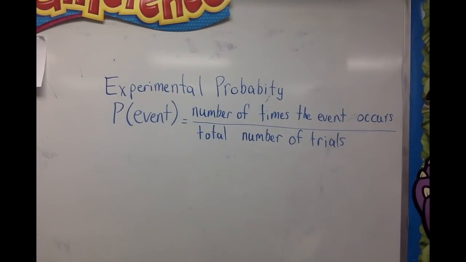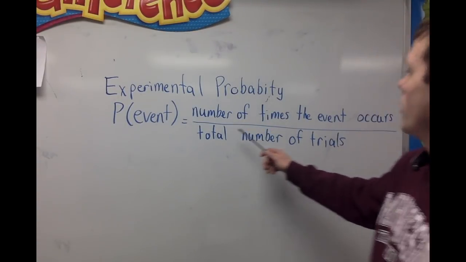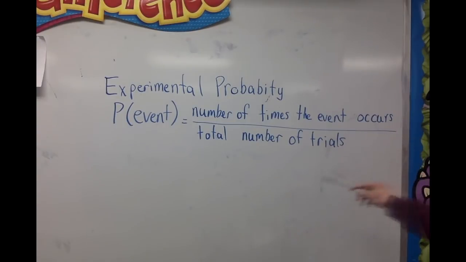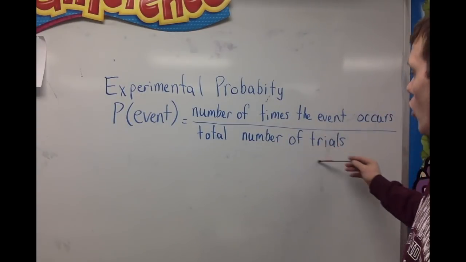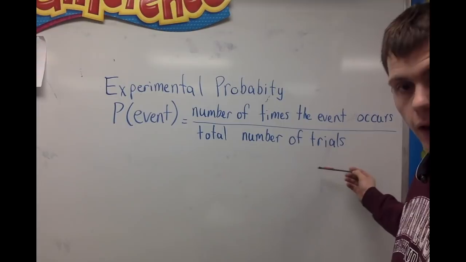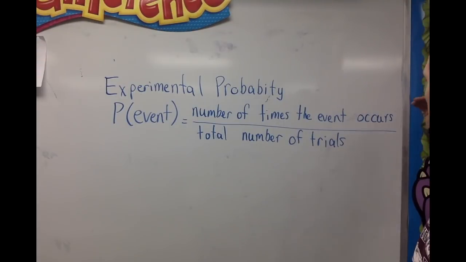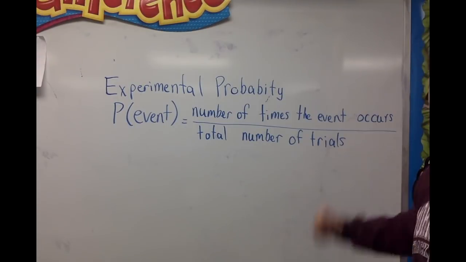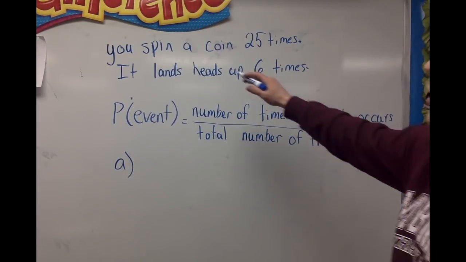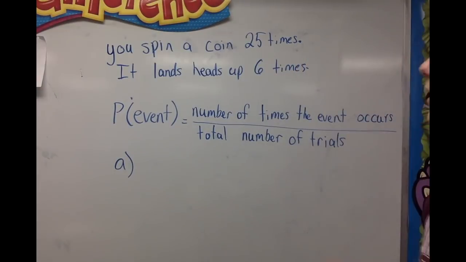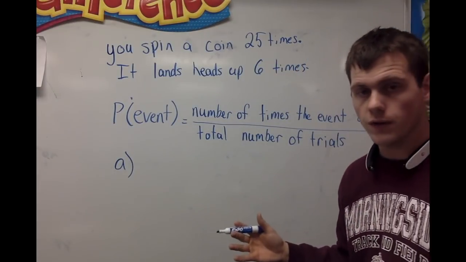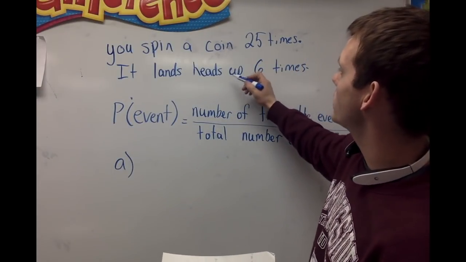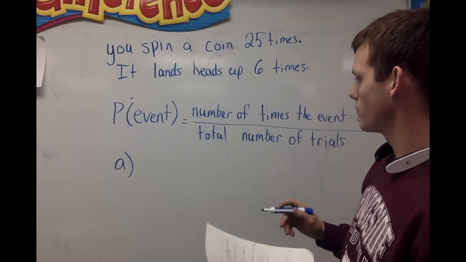Experimental probability is when you have the probability, the number of times the event occurs over the total number of trials, meaning the number of times it happened versus how many times you tried. So here we have you spin a coin 25 times. And of those 25 times, it lands heads up 6 times.